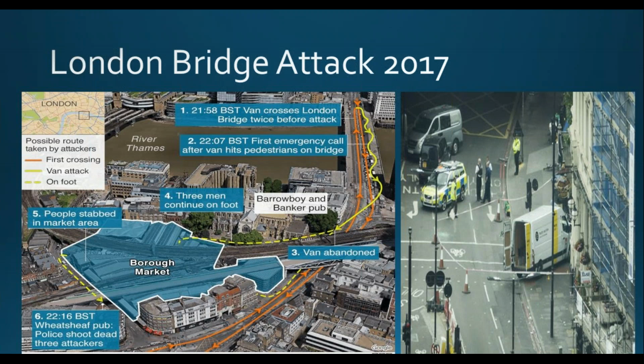And on the left of my screen, you can see an image that shows the timeline of the attack, right? So at 9:58 the van crossed London Bridge and began the attack. By 10:07, 9 minutes later, the first emergency call after the van had hit pedestrians on the bridge went through. The three men then abandoned the van and ran into Borough Market, which on a Friday, Saturday night is a very popular place for civilians, for people going about their normal daily life, for the general public, and they began to attack people in that area.